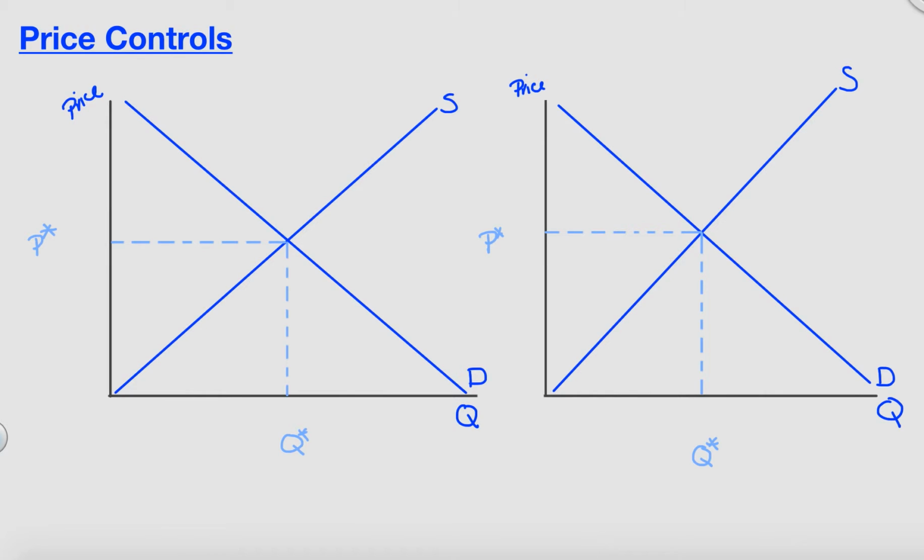So the two ways that the government can regulate prices is by either setting a minimum price that you are allowed to charge for your item enforced by the government, or setting a maximum price that you are allowed to charge for your item enforced by the government.